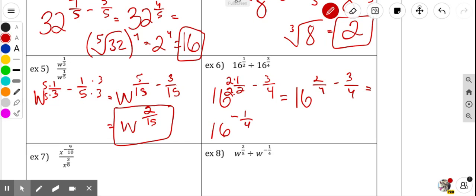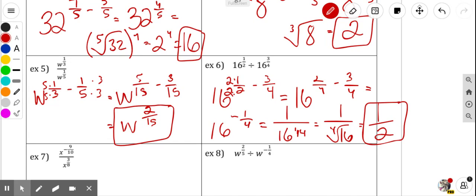So then remember, a negative exponent has to go down to the denominator. So it's going to be 1 over 16 to the 1/4, which we can keep going, 1 over the 4th root of 16. The 4th root of 16 is 2, so this final answer is 1/2. Okay, there's number 6.